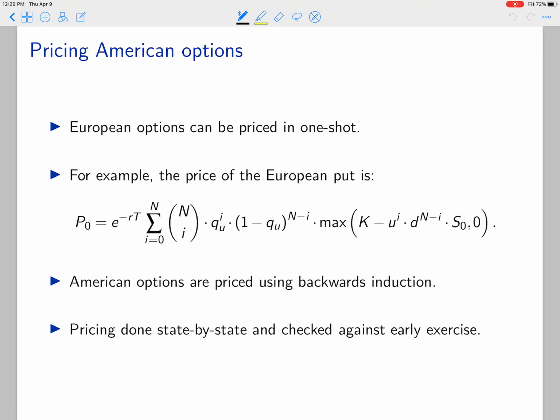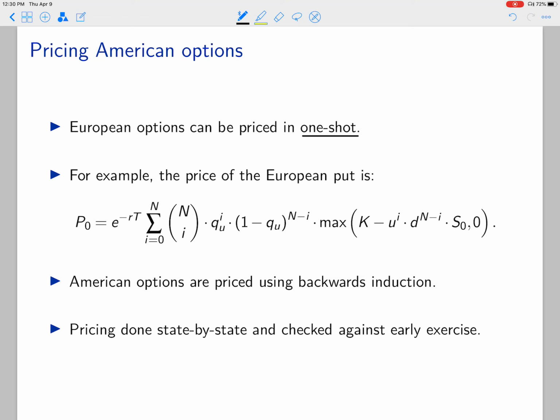To answer this question, let's start by thinking about how we price European options in the multi-period binomial model. It turns out that European options interact well with this type of model because they can be priced in what is called one-shot. One-shot pricing means that we only need to consider the events that occur at date capital T, and effectively we can ignore everything that comes before the terminal or maturity date.